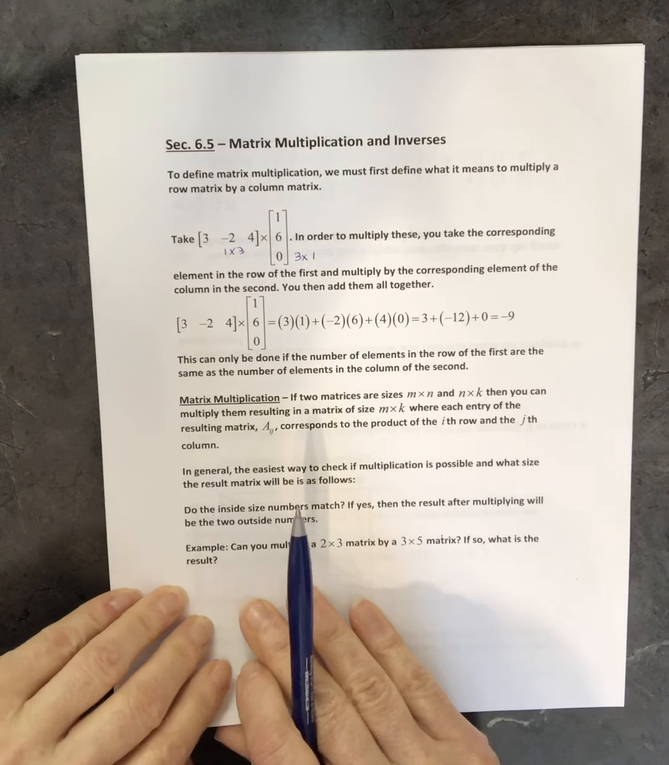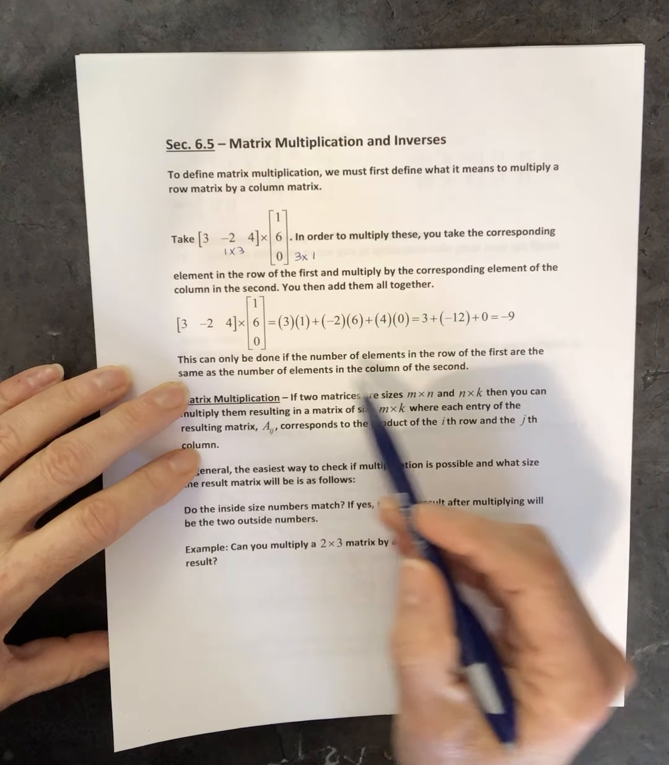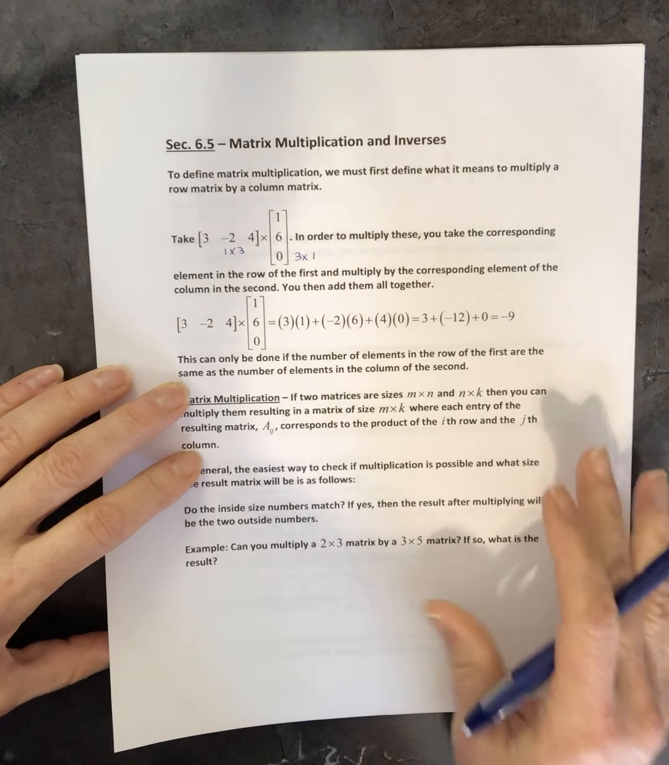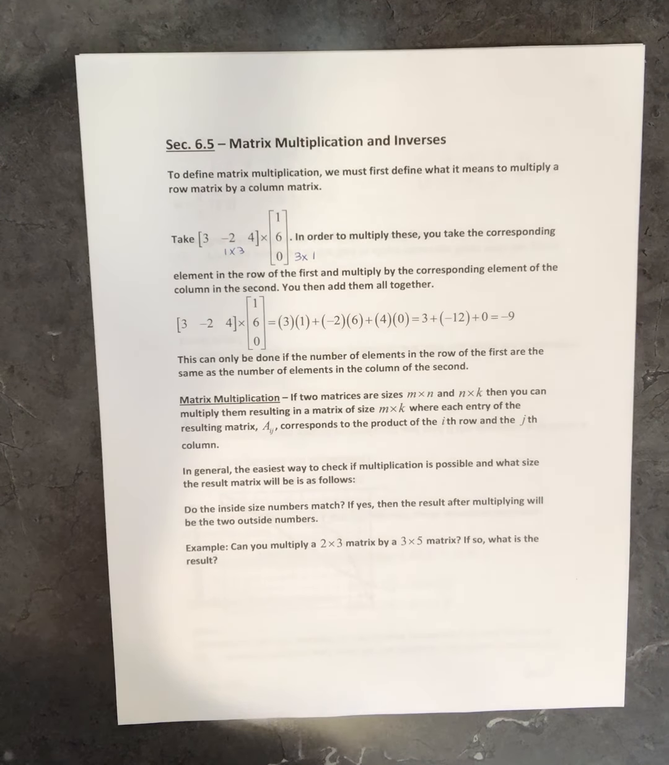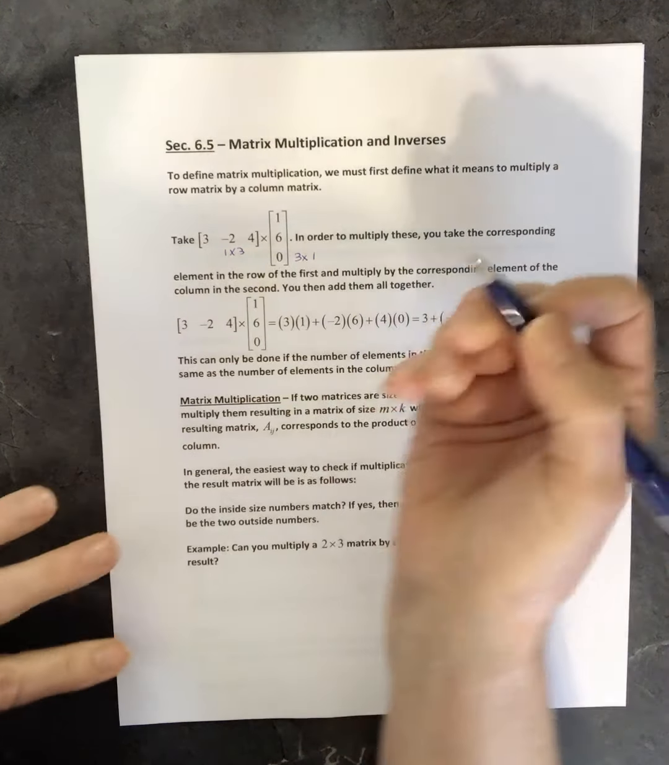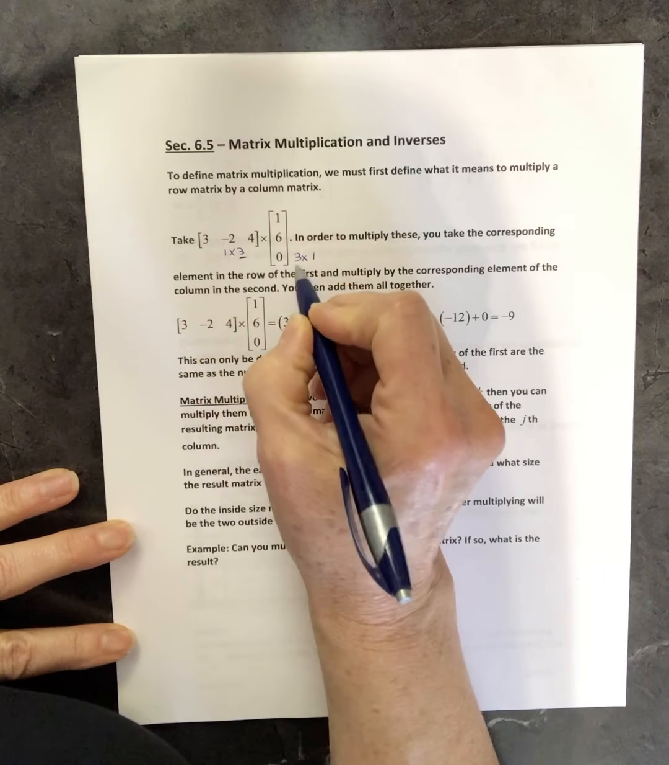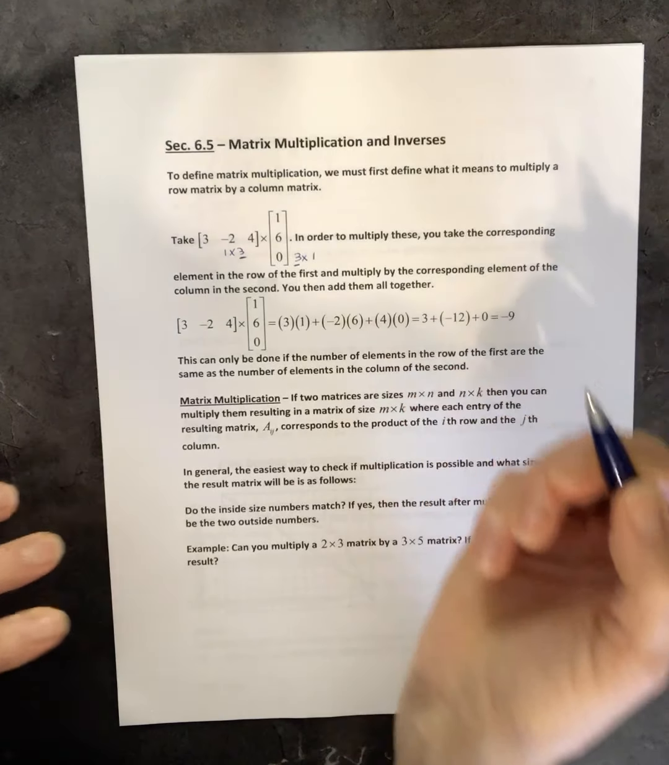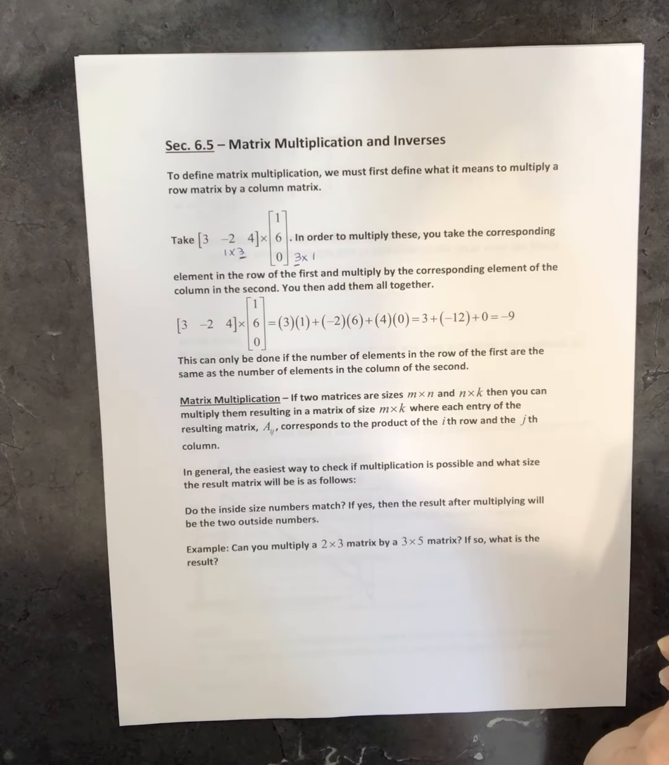This can only be done if the number of elements in the row of the first is the same as the number of elements in the column of the second. So that's just multiplying a row and column matrix. The way we easily notice that is if we're multiplying a 1 by 3 and a 3 by 1, if these inner numbers match, then the product can take place. If not, then it cannot take place.